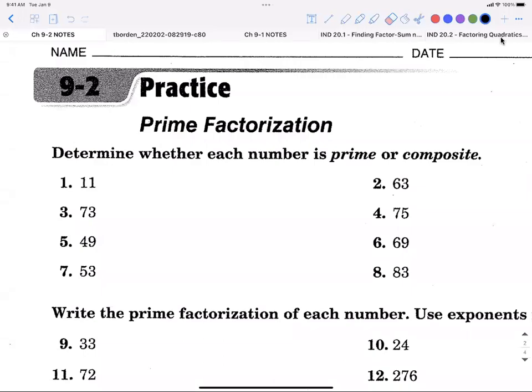9-2, we are moving on. We are doing prime factorization today. So if you're at home, make sure you're taking notes in your 3-ring binder. Label this 9-2 prime factorization, and then do the examples, write down the definitions with us, and then do your 9-2 homework, which is odds only.